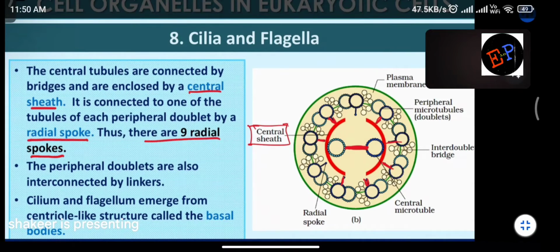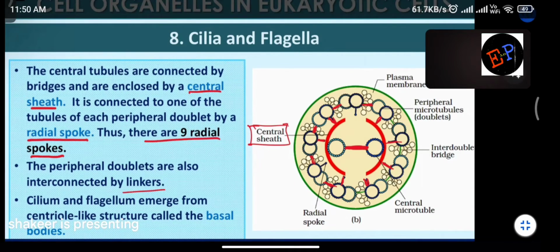The peripheral doublets are also interconnected by linkers. So how many doublets are there? 9 doublets are there. These 9 doublets are again connected by some spokes, which you can call linkers. And where is that linker? Here you are seeing these green color structures; they are the linkers. Are you able to understand? They are connected by the linkers.